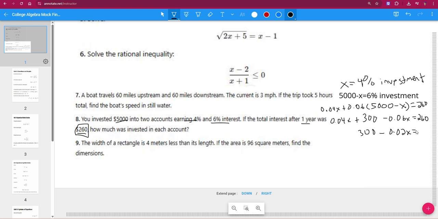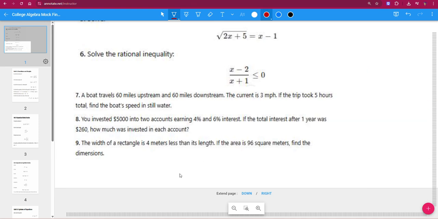0.02x equals 260. Subtract 300 on both sides, and that gives me negative 40 on the other side. And if I divide by negative 0.02, so negative 40 divided by negative 0.02, that gives me x is $2,000. Okay, so 2,000 would go here. So 2,000 went into the 4% investment. If there was $5,000 total, that means there's $3,000 to go into the 6% investment.